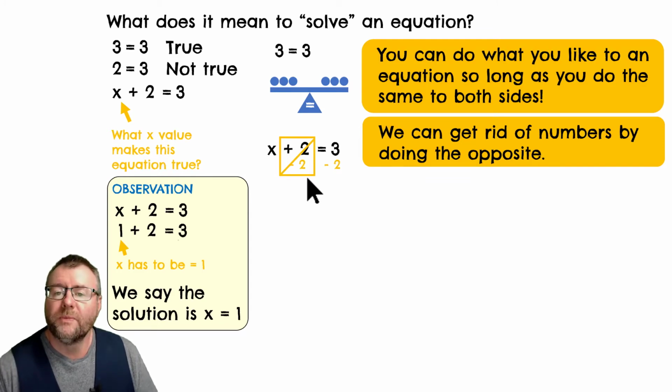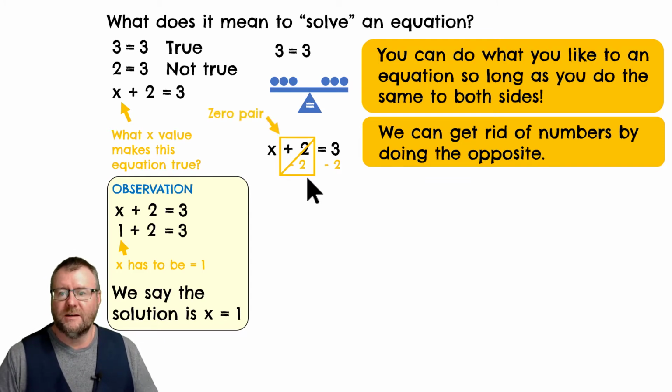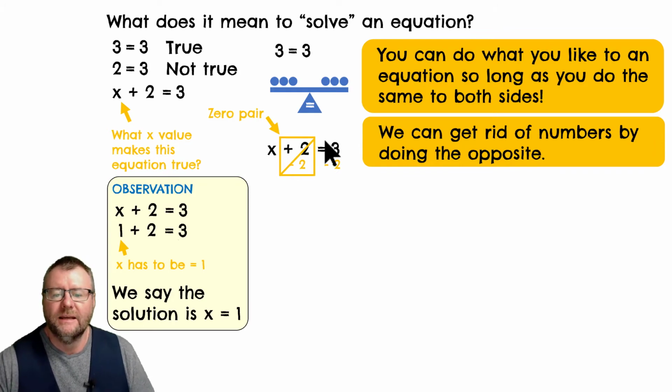They're what we call a zero pair, because when I add plus 2 and minus 2, I get 0. Nothing. It's gone. That's exactly what I wanted. I wanted to get rid of it. And I did that by doing the opposite.